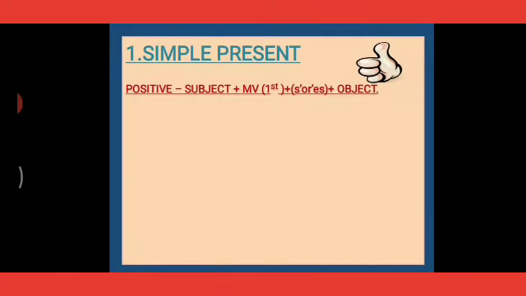Look over here. This rule is for positive sentences. How do we make positive sentences? We need a subject, then we place the first form, then we put s or es. If it is singular, then only we use s or es. Otherwise, if it is plural, for example I, we, you, they, we will not use s or es. And then the object. Let us see with an example. For example, the sentence is: he writes a letter. This is active voice. How do you judge active voice? He is the subject.